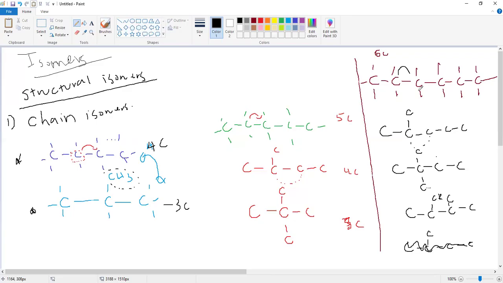So you have to draw different chains. Okay, here 6 carbon, here 5 carbon, here 4 carbon. Okay, a 3 carbon chain, can we? No, right? I don't think we can. Yeah, because six, no. So did you all understand chain isomers?